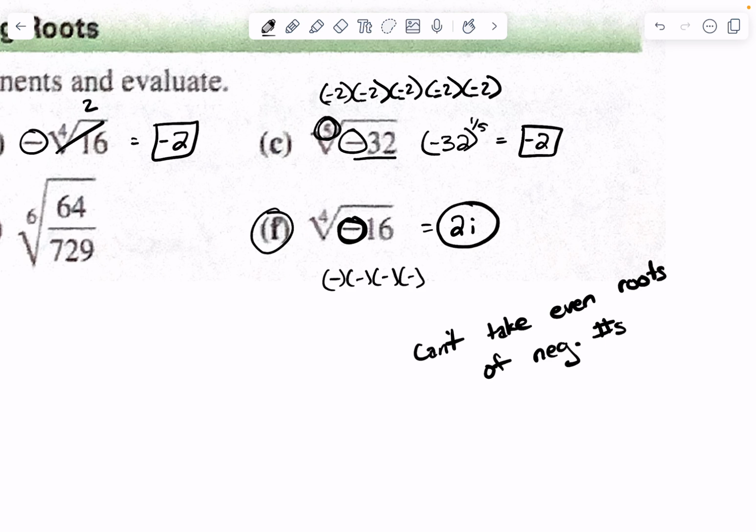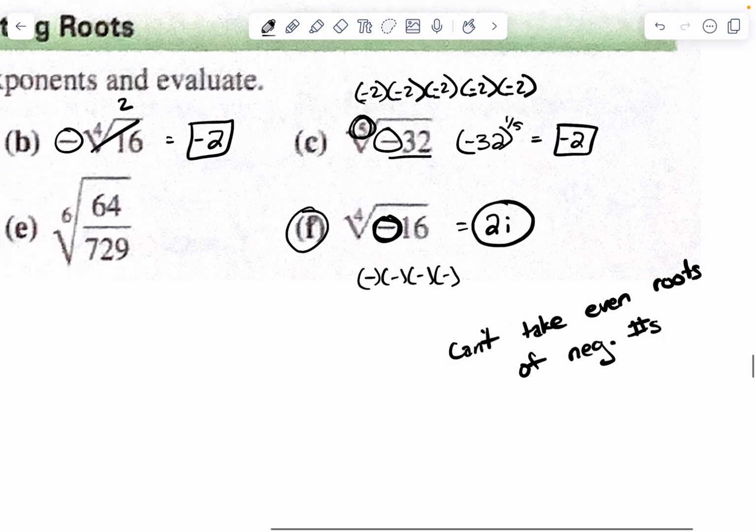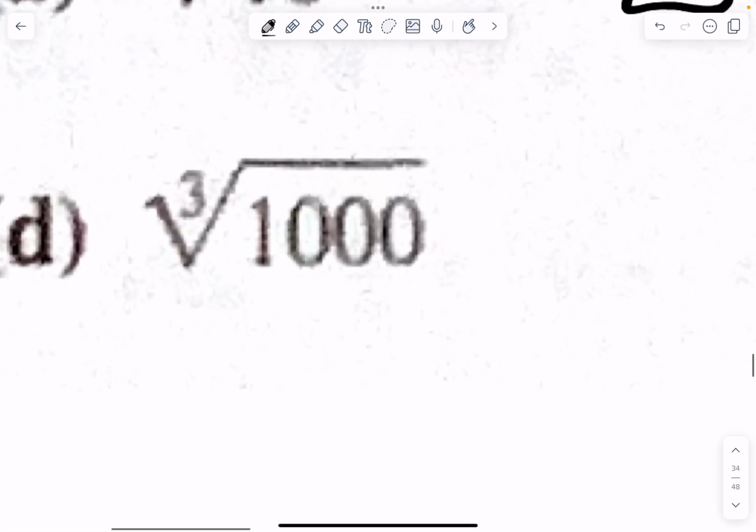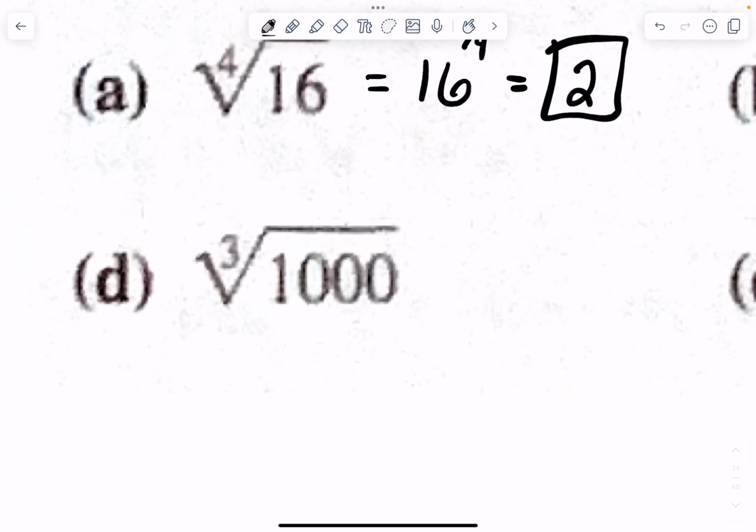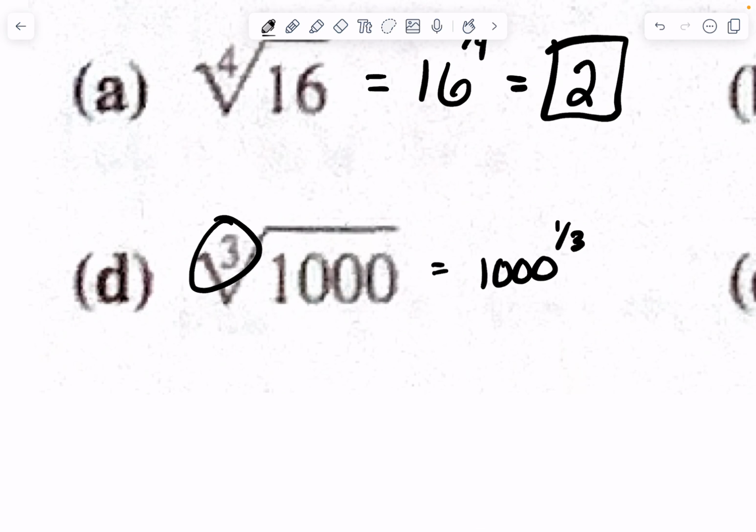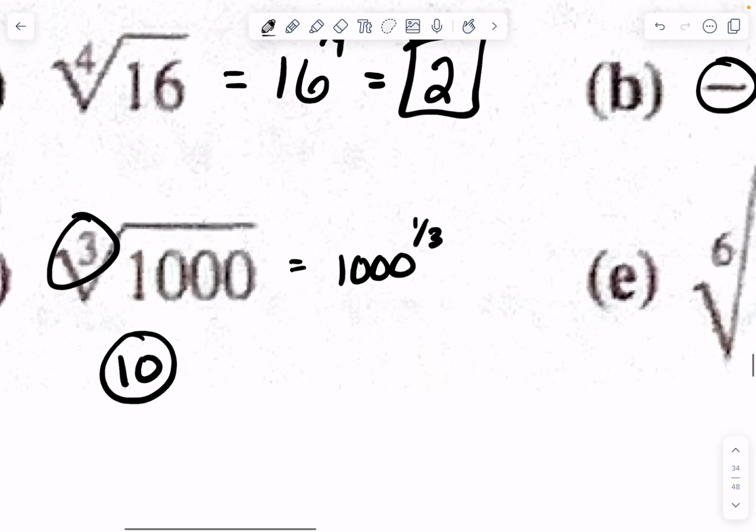Okay, let's go back over to D. So this is saying, what do you take? Oh, this is 1,000. 1,000 to the 1/3 power, that's what the third root means. And this means, what do you take times itself 3 times to get 1,000? And that would be 10, right? 10 times 10 times 10 is 1,000. So the correct answer there for D is 10.